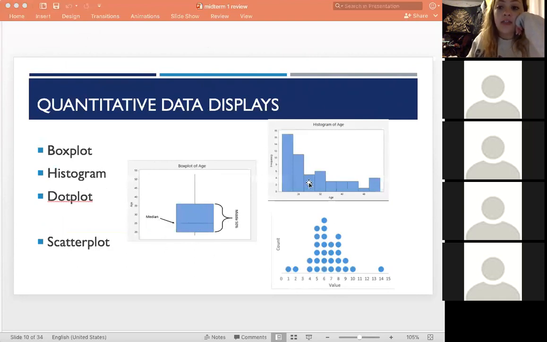Our histogram is going to be showing the frequency of a quantitative variable. So you have your quantitative variable on the x-axis there, which in this case is age, and then the frequency of each will be represented by the height of the bar. Remember, these are good for large data sets, and the bars do touch. They are friends.